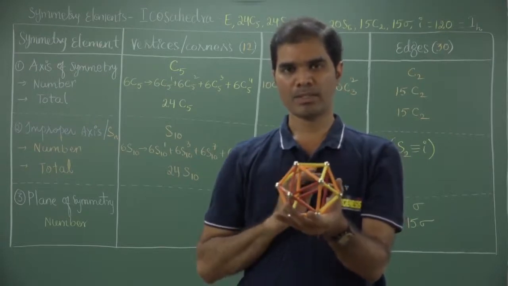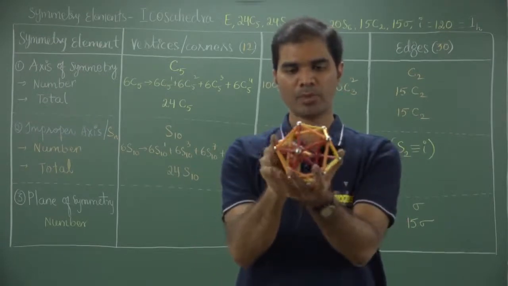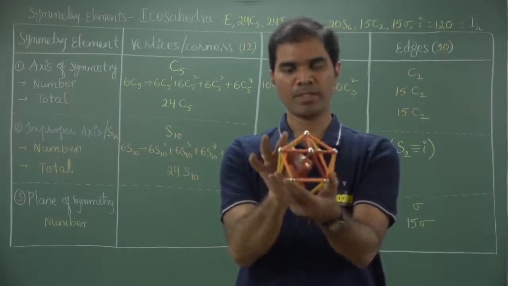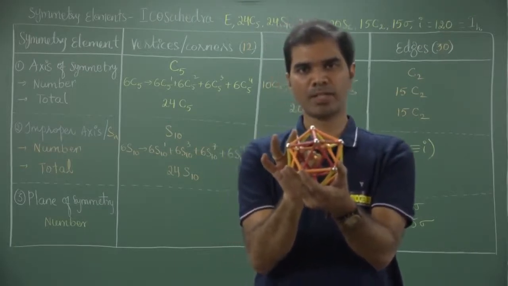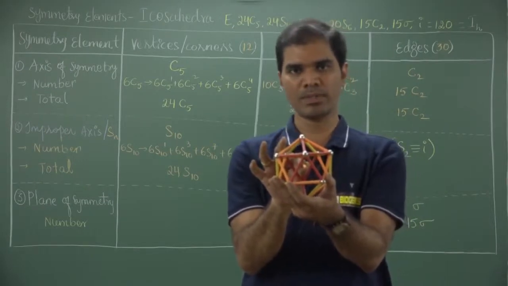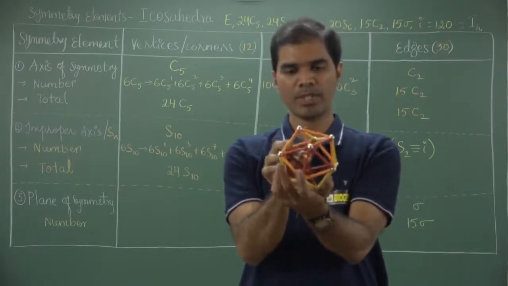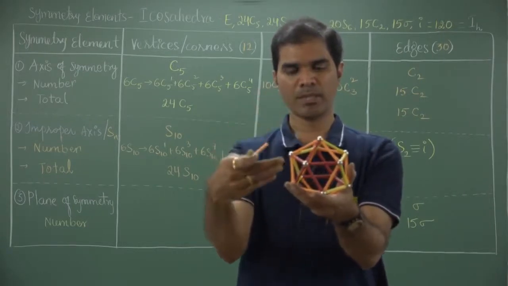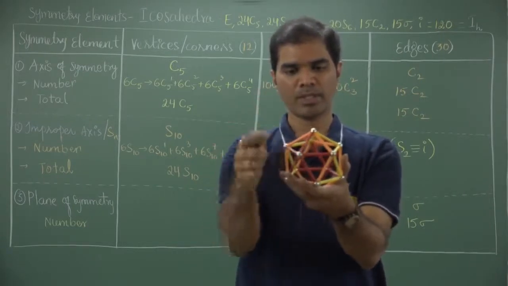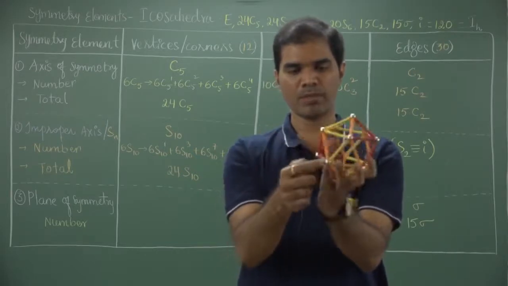In total 20 C3. Wherever you have an opposite pair of triangular faces, if C3 is possible, S6 will be collinear to that C3. This has been explained in the case of the octahedron also. So if I rotate by 60 degrees, it is not an equivalent configuration, then try to pass a plane perpendicular to it. For this triangle, this will be the opposite one, and that will reflect it towards you.